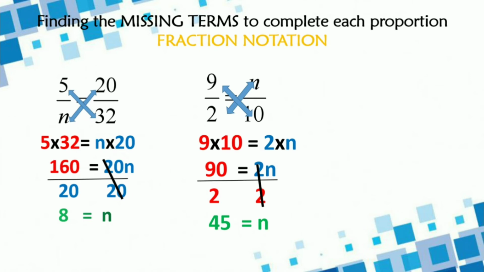So, again, checking, just substitute the value of the n and then do cross multiplication. So, kung equal sila, therefore, our missing term or the value of n is tama. Okay, how about this one?